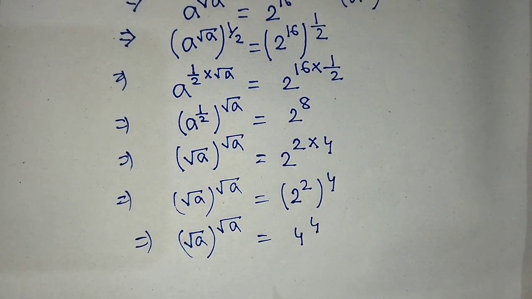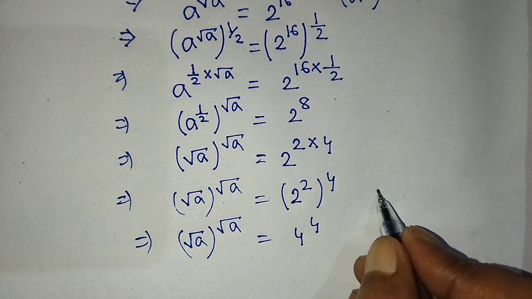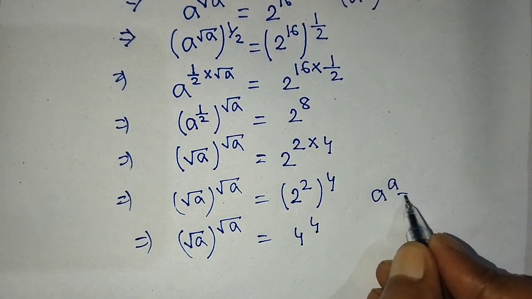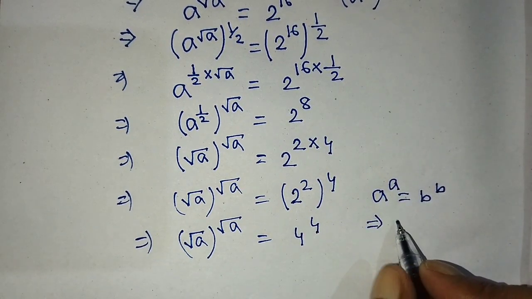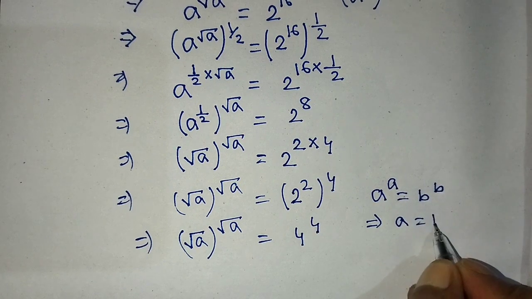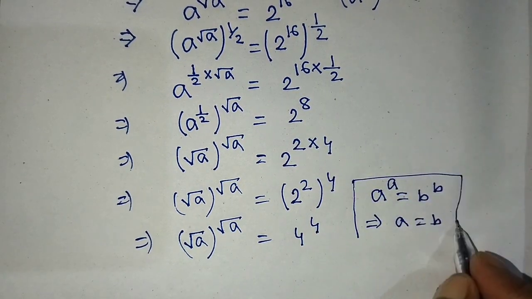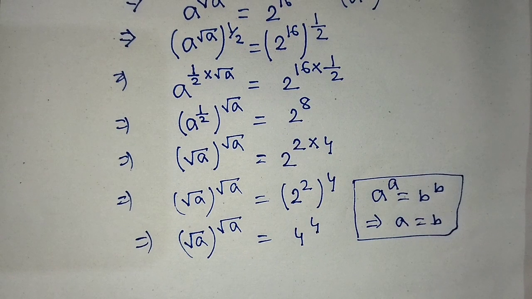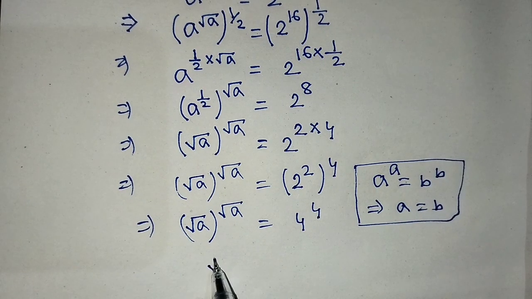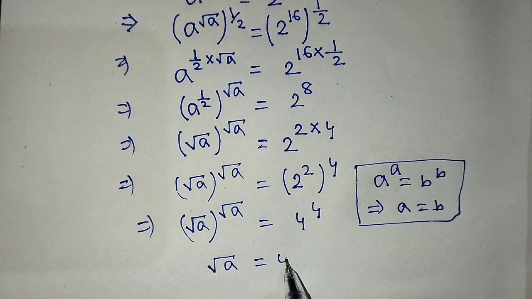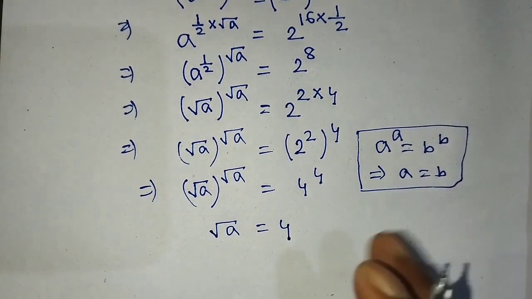Okay student, so to find the value of a from this exponential equation, we have to apply the formula a to the power a is equal to b to the power b implies that a is equal to b. So this is our formula. This formula we have to apply on this equation. Then we are able to find the value of a. So student, after applying this formula on this equation, we can write in here root over of a is equal to 4. Okay student.